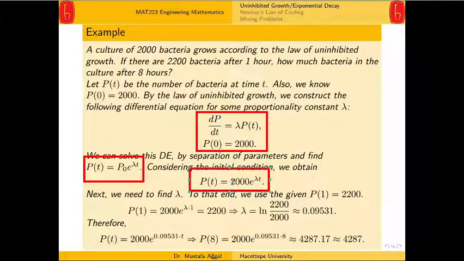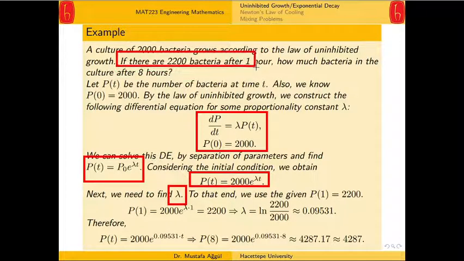solution. But we have a problem at this point because here we don't have any idea about what the lambda value is. So we need to find it. To that end, we have to use some other information given in the problem. This information is here.